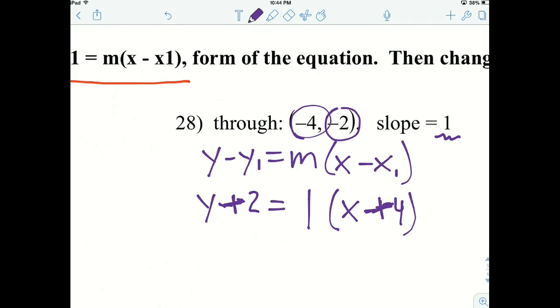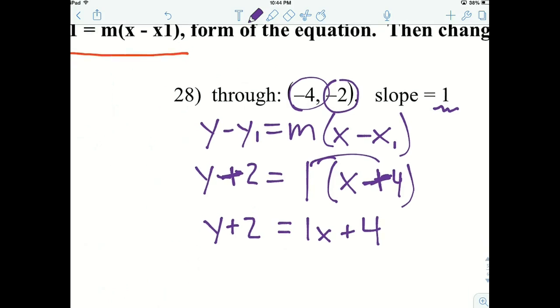On the right side, I want to get rid of those parentheses so it'll be closer to slope-intercept form. I have a 1 out front, and I could distribute this 1 to everything here. And 1 times x is simply 1x. 1 times 4 is simply 4, so I get 1x plus 4 down in my next step. Translating from what I have above here, I have a y plus 2 that I will carry down.